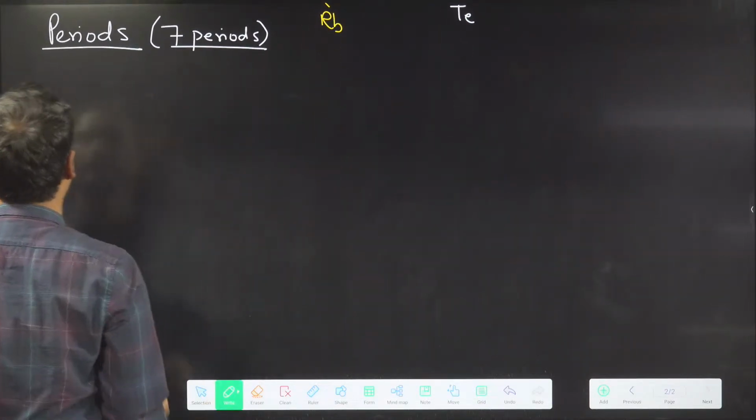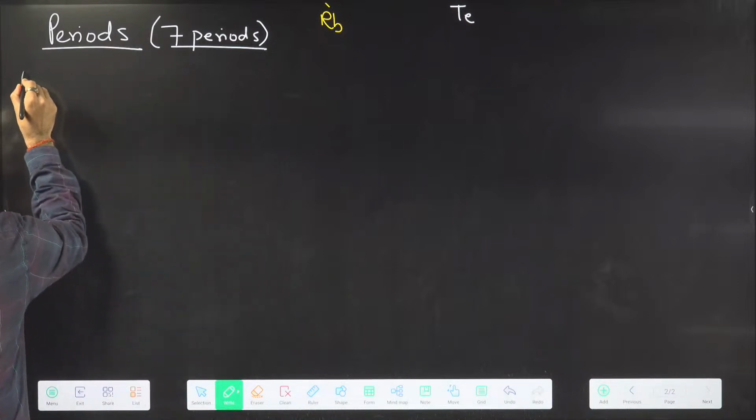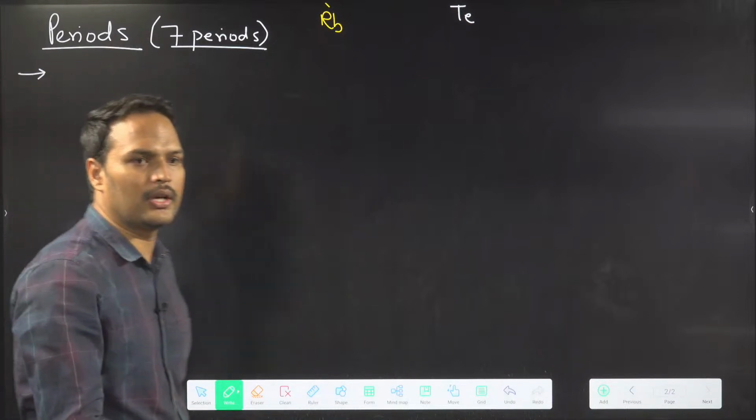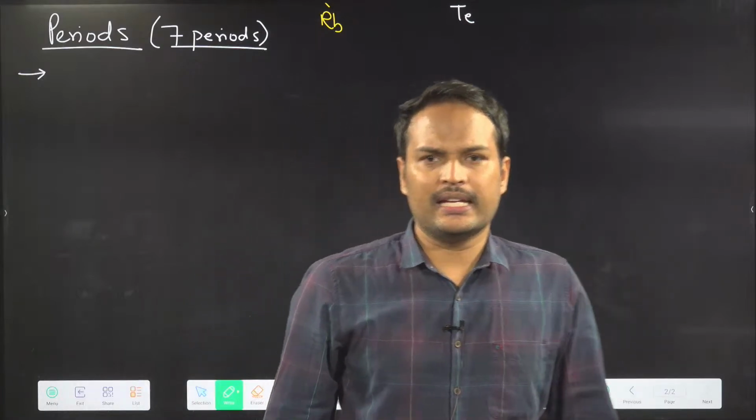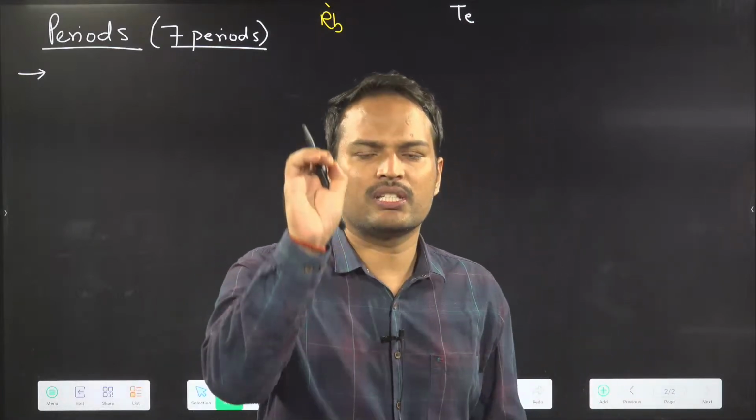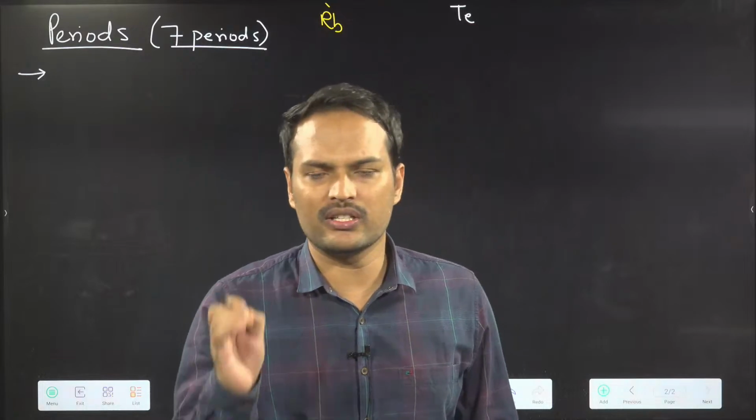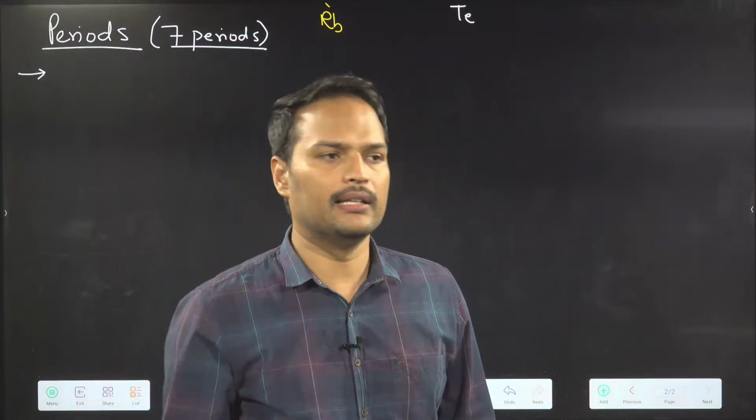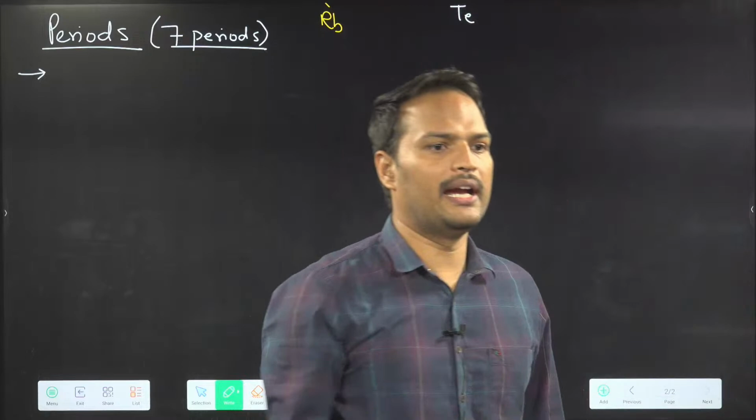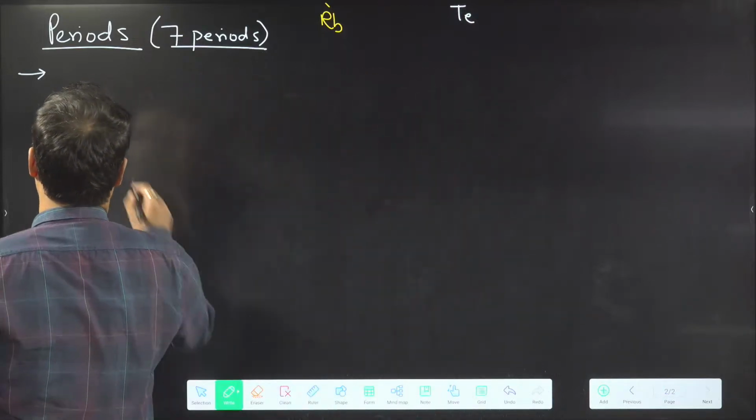Seven periods and 18 groups. Correct. So now we'll write the first point. What is the first point in this? Every period starts with what? Alkali metal, and ends with what? Tell quickly.